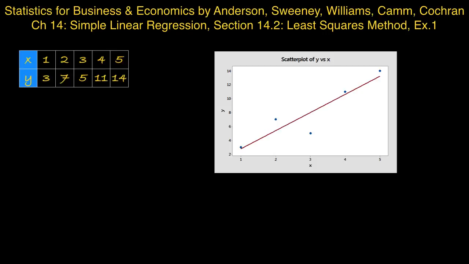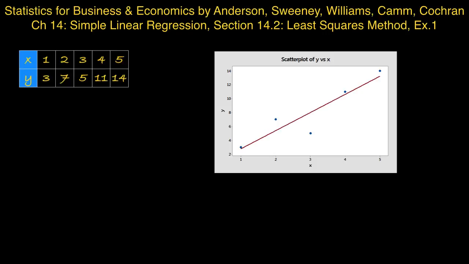So we can see that as x increases, then y also tends to increase, and it's also a fairly linear relationship between the 2 variables. And given that the relationship is fairly linear, it's reasonable for us to add a simple linear regression line to the plot, which is what I've done, and that will help us quantify that linear relationship.